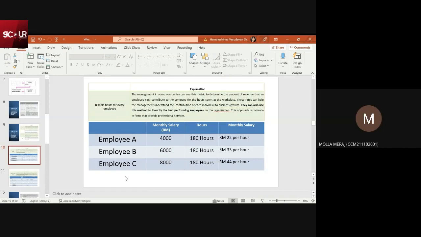Can you let me know the proper justification why the hours are the same, and only the monthly salary is different according to the hours, and the monthly salary is different for categories A, B, and C? What's the reason they are paying this? Can you justify it to me? What are their responsibilities? Yes, ma'am, there's a difference among them.